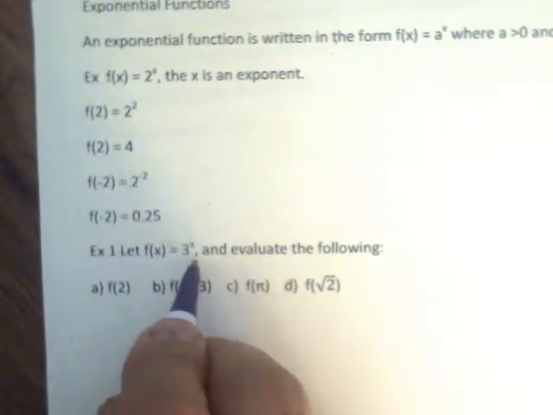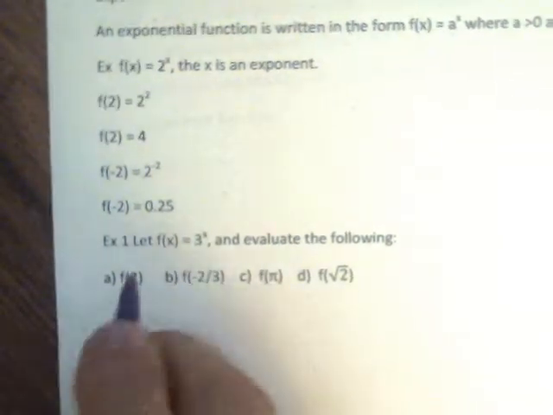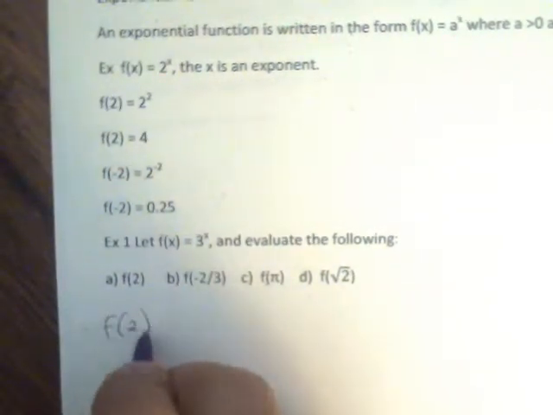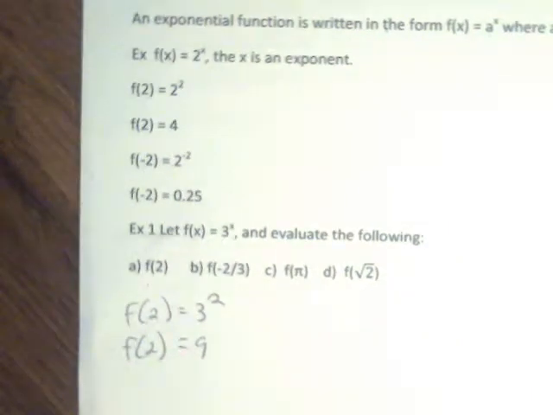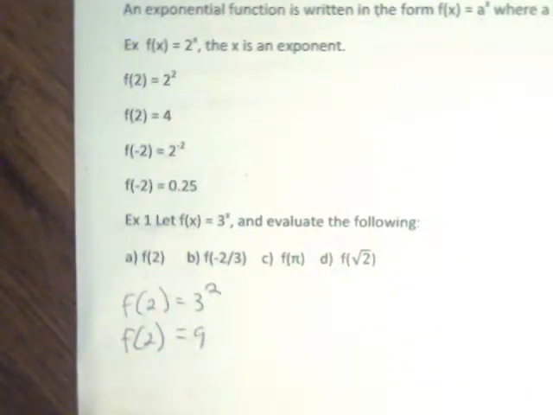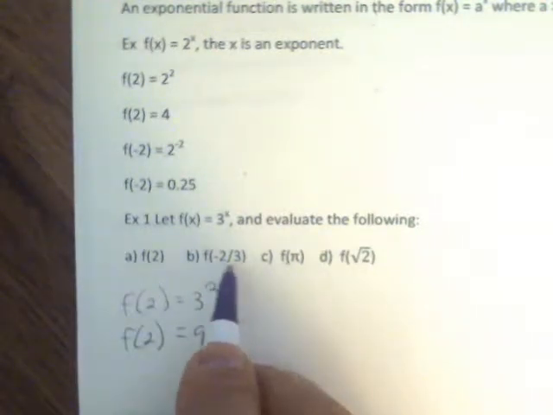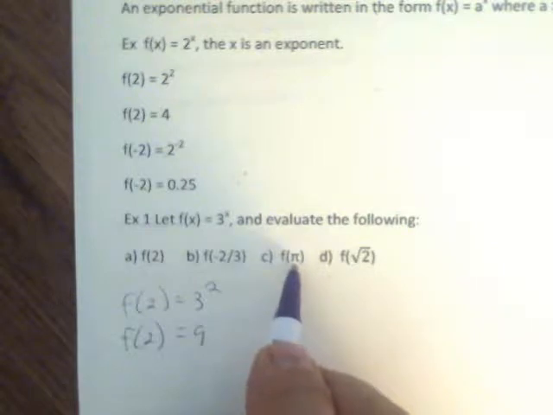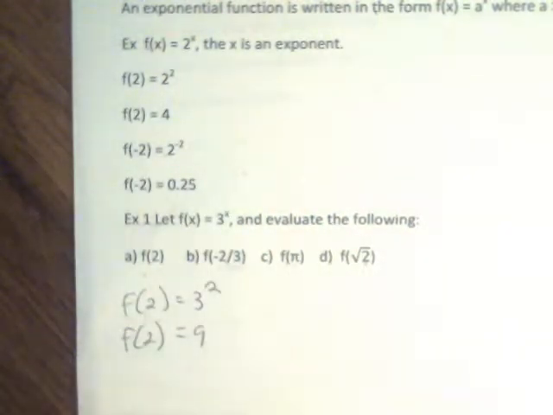So for the first example, I have f of x is 3 to the x power, and I want to evaluate. So f of 2 would be 3 squared, and f of 2 would be 9. I think probably most of us are okay with that one. Now, the issues become when you're doing fractional exponents or symbol exponents or square roots. Things like that can get kind of tricky typing them in.